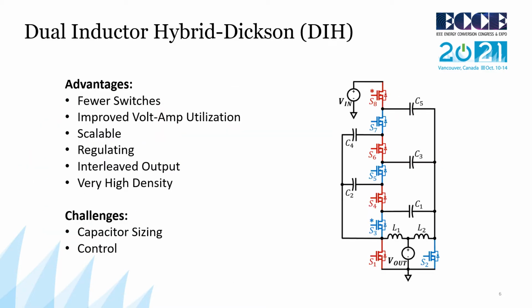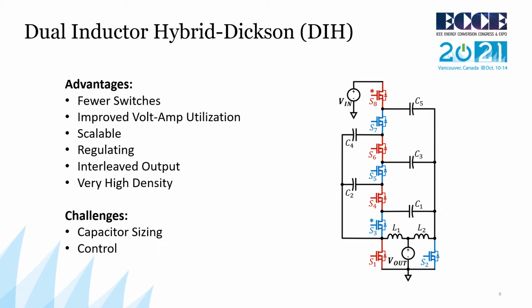To this end, one very promising new topology is the DIH converter. I'll talk about its history in a moment, but to summarize, this topology has many attributes that make it very well suited for direct point-of-load conversion. For example, it has been proven to achieve very high power densities in practice while making very good use of both its switches and passive components. The key challenges associated with this design are those of capacitor sizing and orchestrating the switches in a way that gives optimal performance.